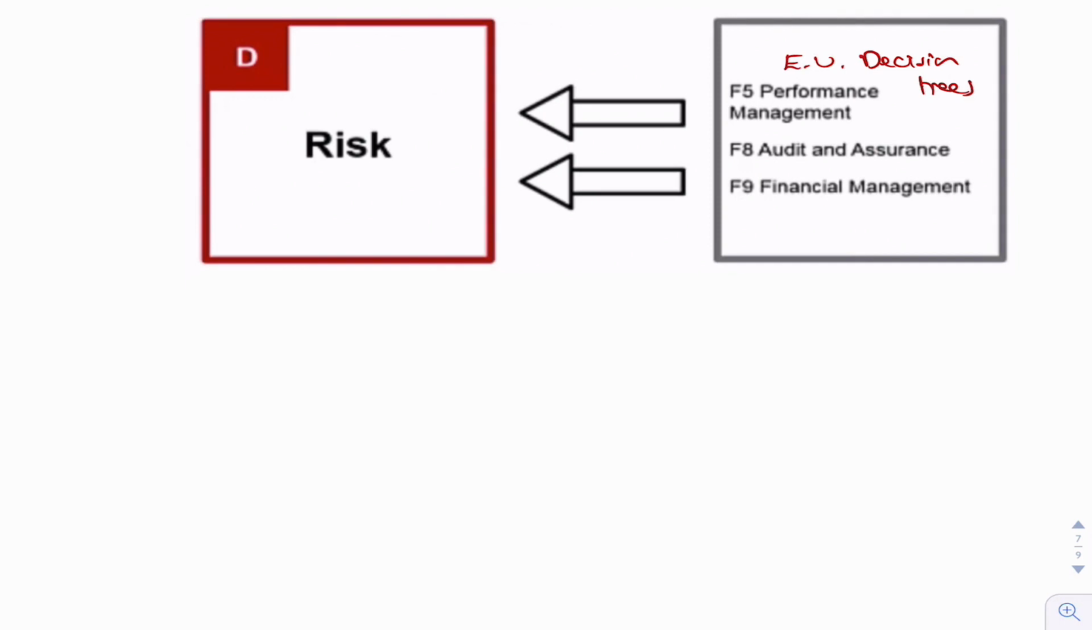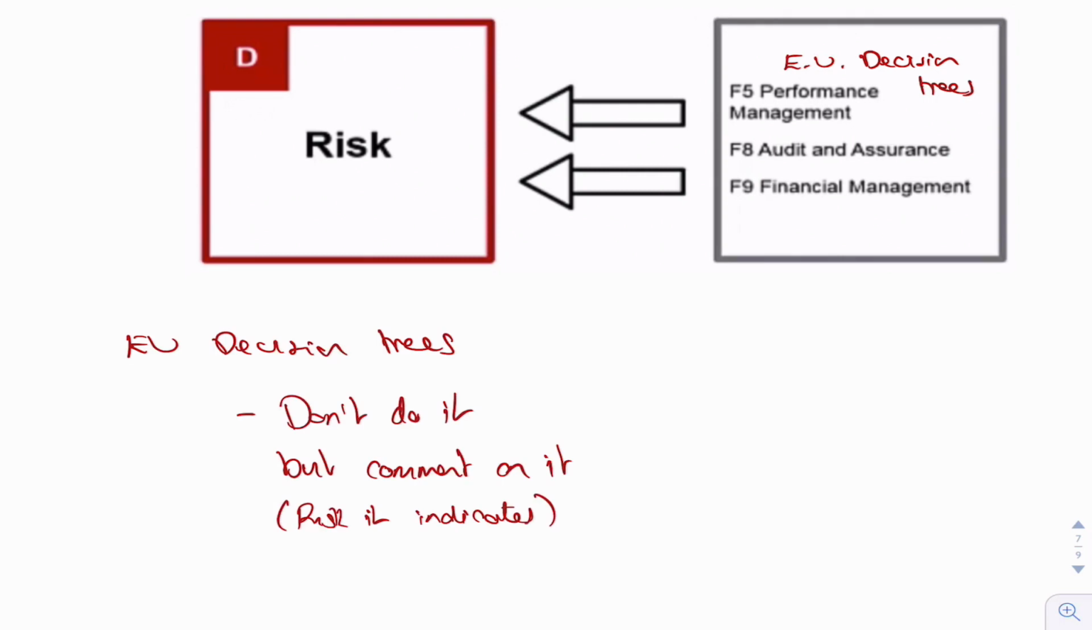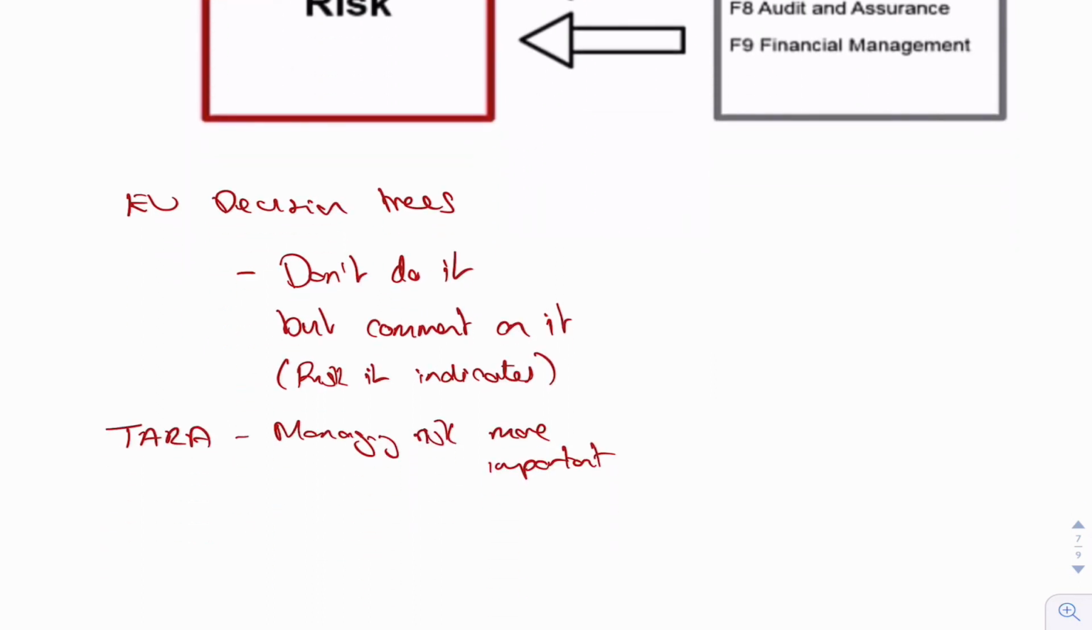Over onto risk, you have expected values and decision trees, they all need calculating in the F papers. Great news, you don't need to do the calculations in SBL, but you do need to comment on it. You do need to know what the decision tree is showing you and what risk it indicates. In terms of risk, you do need to know the TARA model, transfer, accept, reduce, avoid, because it's just to do with those high level.